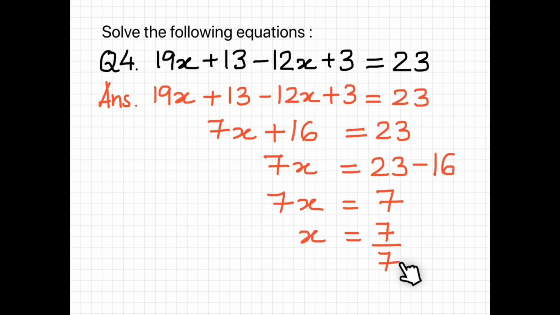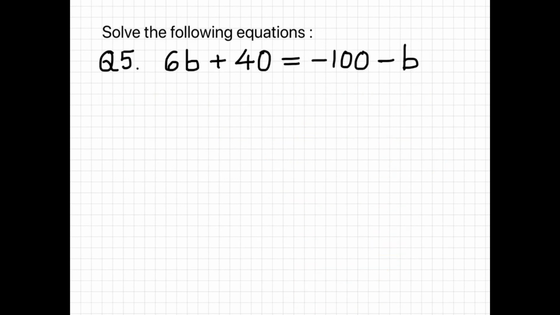Now let's cancel the common factors. 7 times 1 is 7, 7 times 1 is 7. So we have got the value of x as 1. This is the answer. Let's now look at the fifth question.